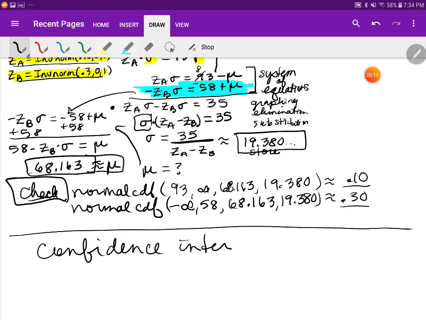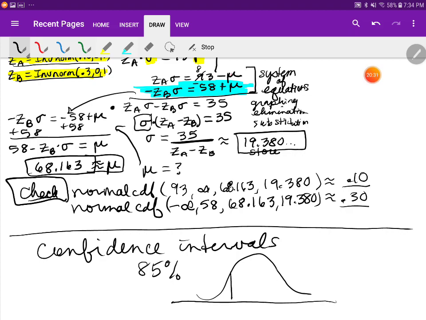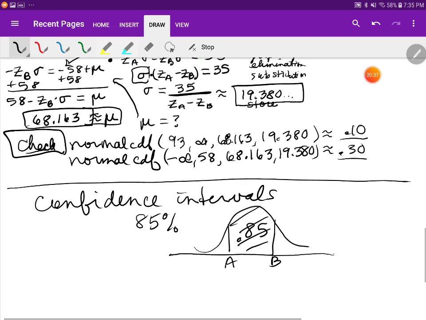Okay, so confidence intervals. Confidence intervals are going to give you a percent. And what they want in the picture is they want 85% to be in the middle. And they want you to find what the values A and B are so that 85% is in the middle. But sometimes they give you an N.